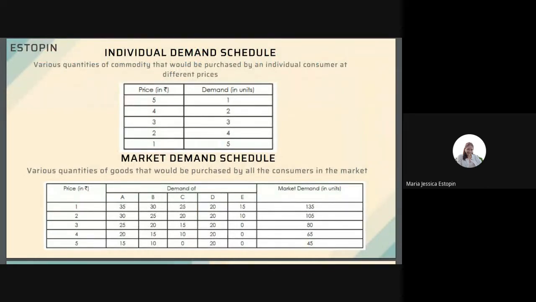Note that desire or need becomes a demand only when it is backed by willingness and ability to pay. Shown here are examples of an individual demand schedule and a market demand schedule. An IDS, or individual demand schedule, shows the various quantities of goods and services at different prices that an individual would purchase, while an MDS, or market demand schedule, shows the aggregate quantities that would be purchased by all the consumers in a market at different prices.